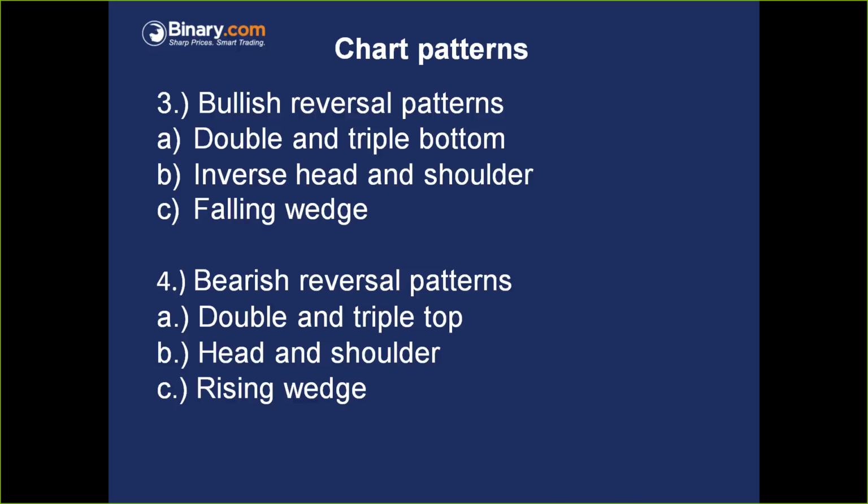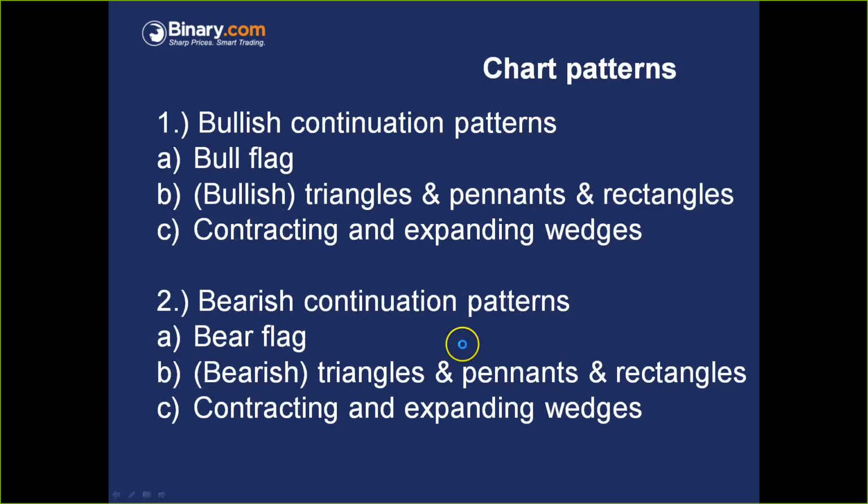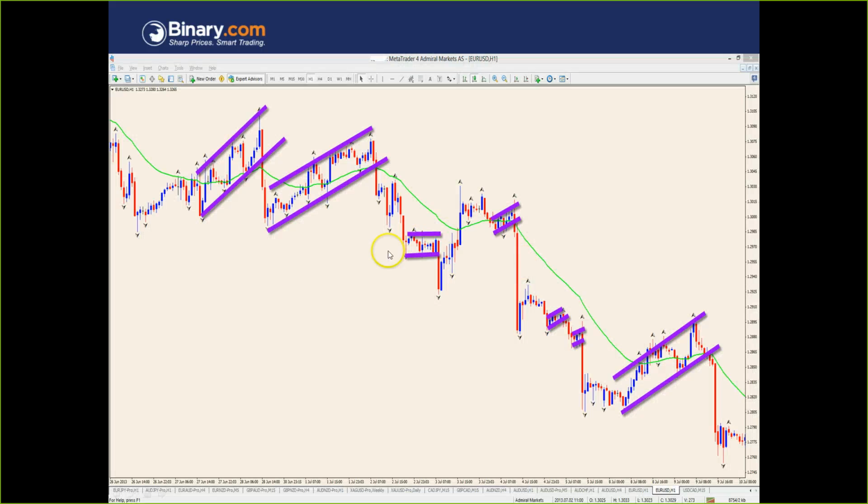So let's see, let me check. Here. Wedges, for instance, like this, and rectangles. You see here some examples. Let me show you first of all, though, some other examples. We talked about flags, bear and bull flags. Let me show you how triangles, pennants, and rectangles look, and wedges.